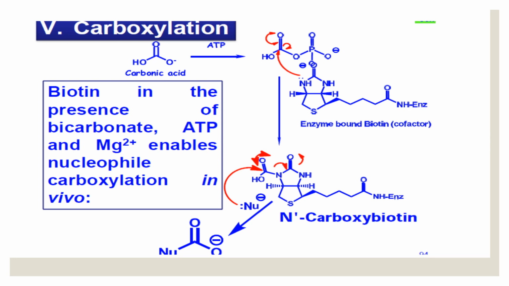So here biotin, in the presence of bicarbonate, ATP, and magnesium 2+, enables nucleophilic carboxylation in vivo, or inside the cell. So this biotin is a cofactor which can act as the source of carbon dioxide in the carboxylation reaction. The reverse is decarboxylation, which is mainly undergone by PLP. PLP has what?